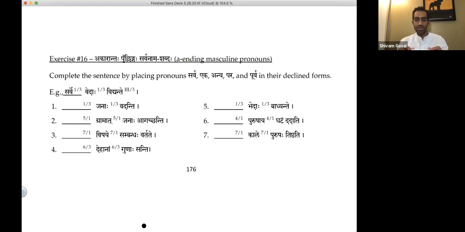So the homework is just to not translate fully. Just fill in the words with sarva, eke, anya, para, purva in all of the declensions that are told. If you can, start practicing guessing the meaning without writing all of the details down. We just want to start getting that practice a little bit. If it's too difficult, that's okay. We're going to continue with that translation in the next class.